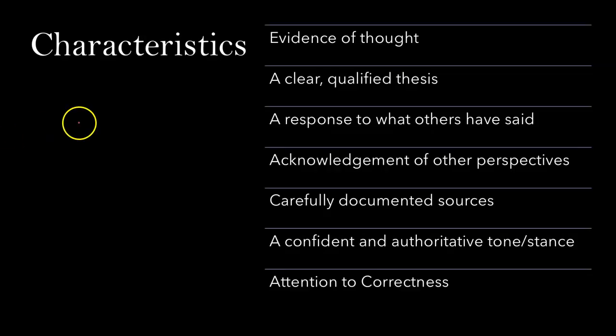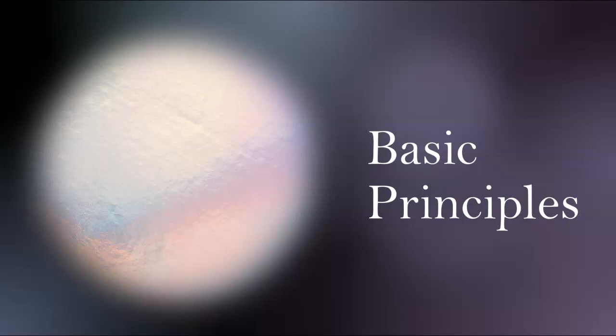Some characteristics of academic writing are in this list here. Evidence of thought, a clear qualified thesis, introducing or responding to what others have said, acknowledgement of other perspectives, having carefully documented sources, and a confident and authoritative tone with an attention to correctness. These are all characteristics of academic writing, and like I said, this is the kind of writing that you'll be doing for this class. Now, there are some basic principles for academic writing.